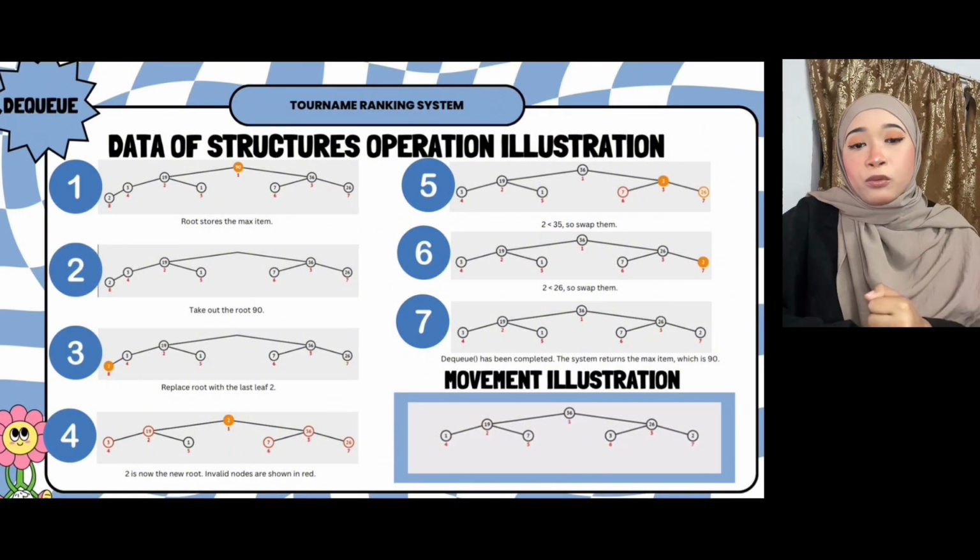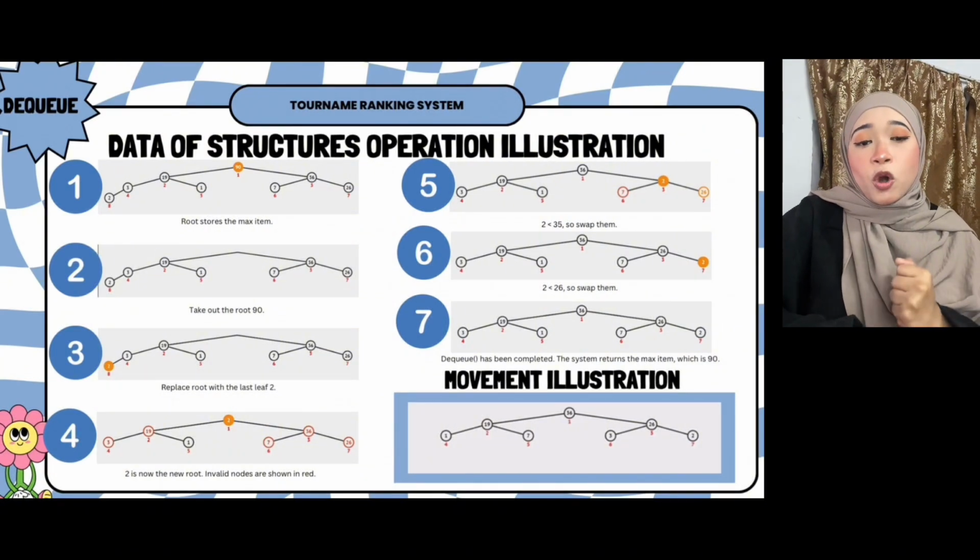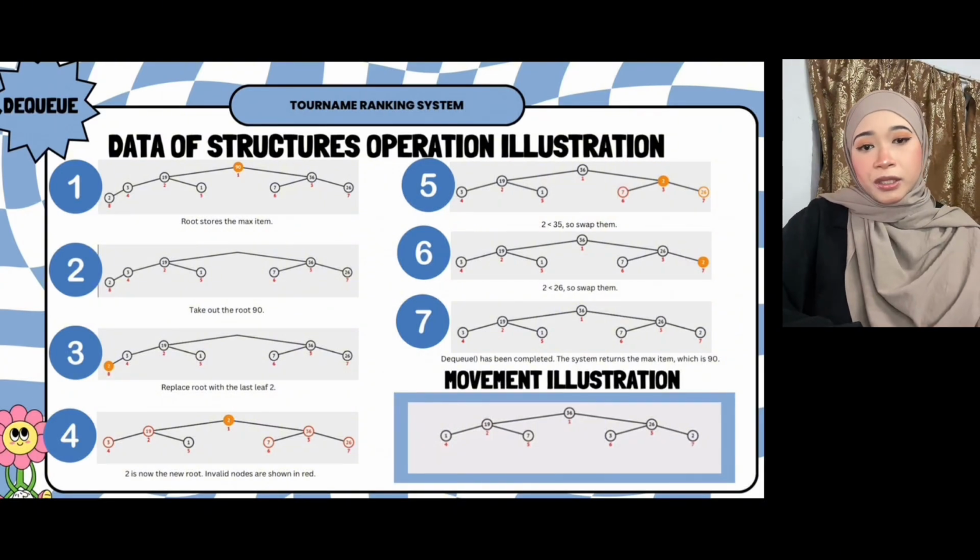The final step, which is step number 7, the DQ operation is complete. The system has successfully returned the maximum item, which is 90. The structure is now valid and ready for the next operations. So that's how the DQ operation and NQ operation work in our tournament ranking system.